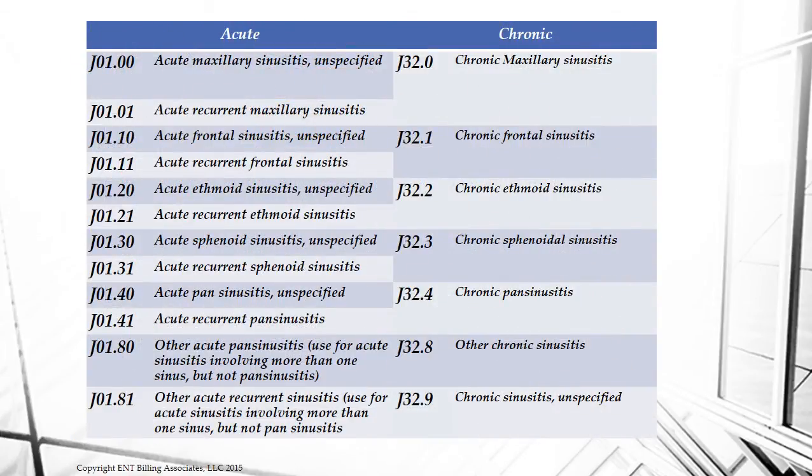This slide shows the code expansion for sinusitis under ICD-10. You'll note that there are twice as many codes for acute conditions as there are for chronic conditions. There are twice as many codes for acute conditions because acute conditions may be identified as either acute or acute recurrent.